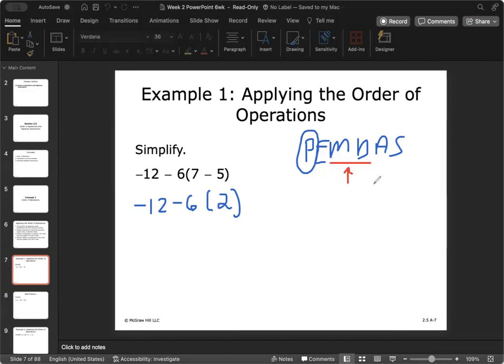Do we have any multiplication? Do we have any division? Sometimes you'll have one, sometimes you have the other, sometimes you have both, sometimes you'll have none. You just have to go through and ask. And here we do have multiplication.